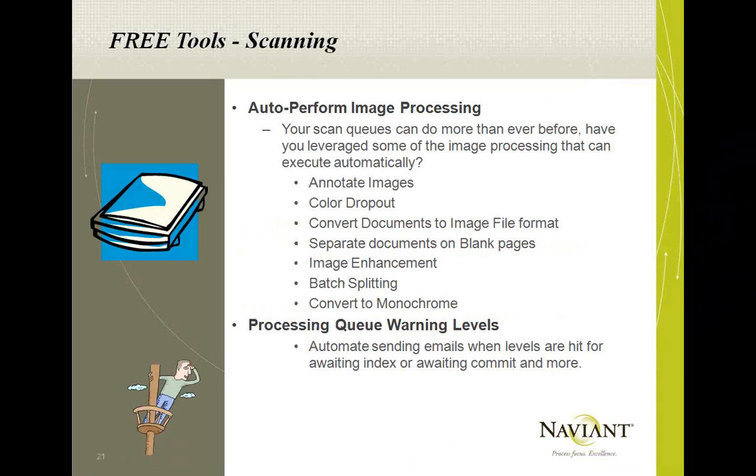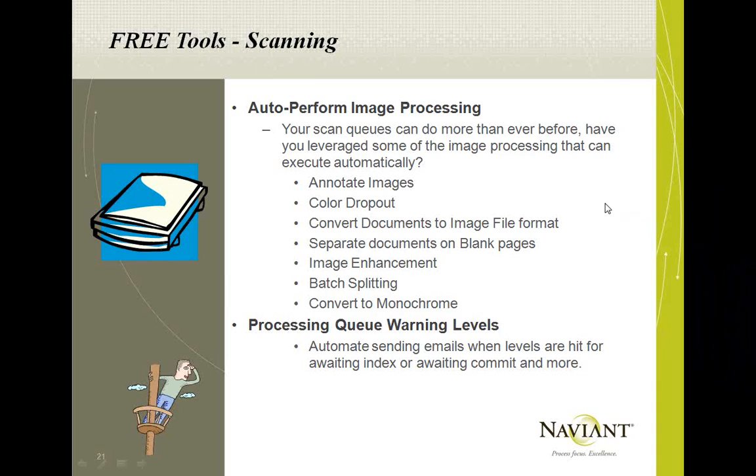So scanning. There's a whole bunch of new features that came out really in late 8.2, but it wasn't until 9.2 that they got a little bit better. And of course in 10.0 and 10.1 they've enhanced them even further. And the first one is this whole image processing. They've added, as you can see, a lot of functionality for you that can automatically be performed. So on the scan queue level, and we're going to show you some of this in the demo coming up, you can literally click a button to auto perform image processing, and all the features from annotating the images through convert to monochrome can be done automatically.